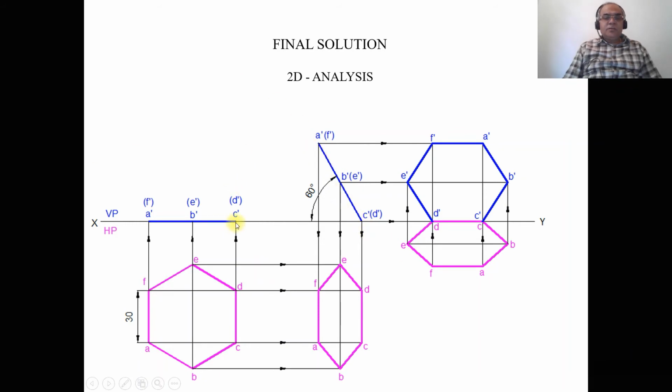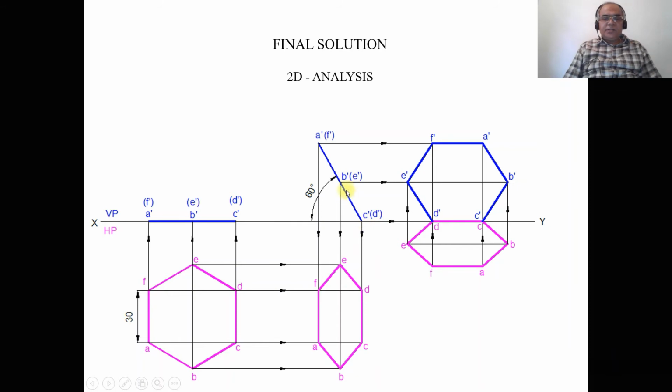Then by using the compass from the first position front view, with C dash as center, measuring the radius of C dash A dash, cut an arc on that 60 degree line. Similarly, you measure the distance from C dash to B dash from the first position front view, with C dash as center, cut an arc on that 60 degree line, and you mark them as A dash and F dash, and B dash and E dash.